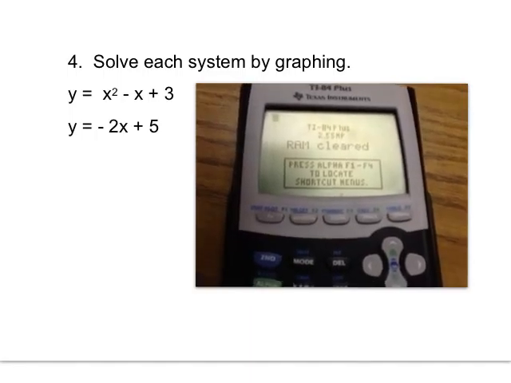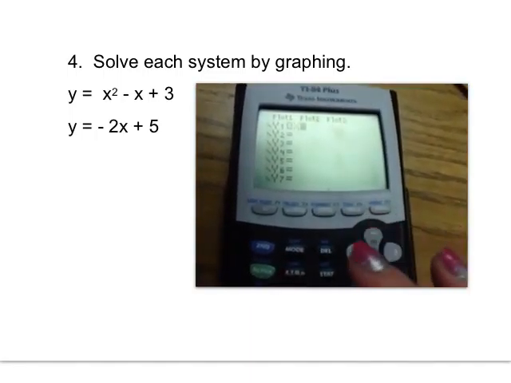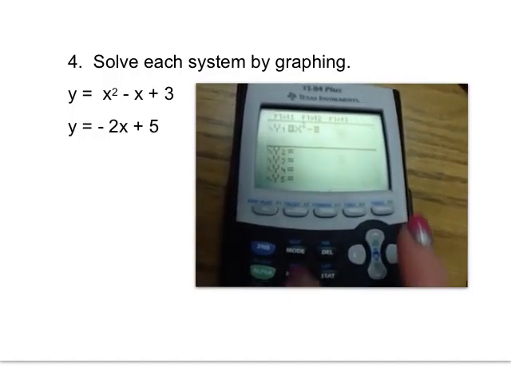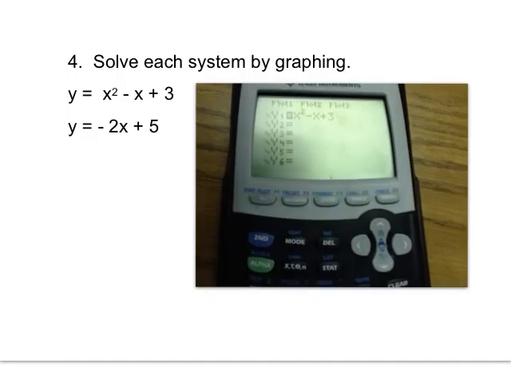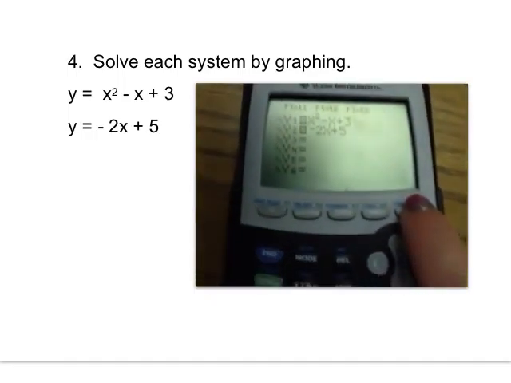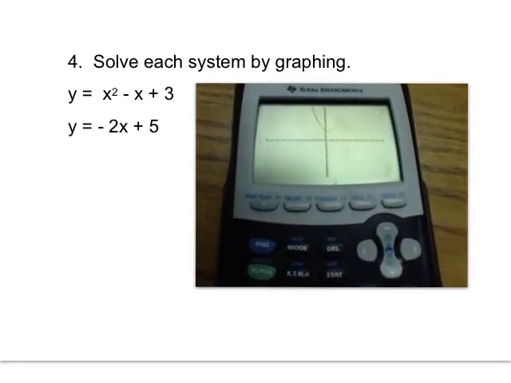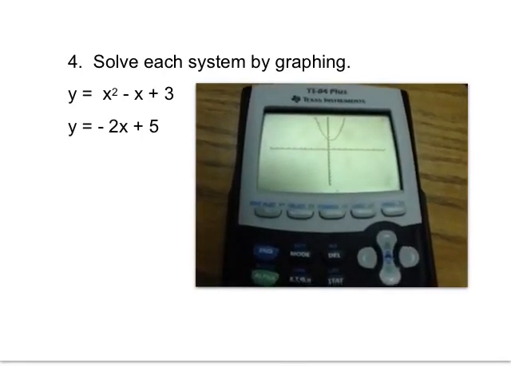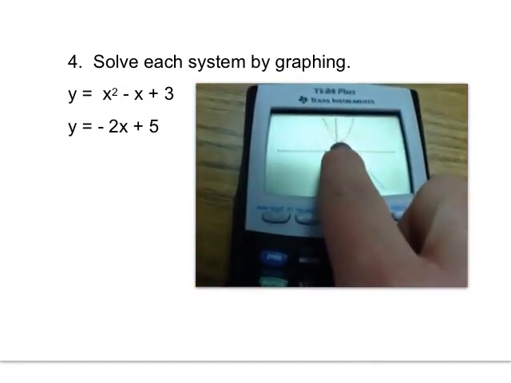So I've cleared my RAM again. I'm going to go to y equals to type these in. The first one is x squared minus x plus 3. The second equation is negative 2x plus 5. I'm going to push the graph button, graph the functions. There's my parabola. There's my line. It looks like it's intersecting 2 places.